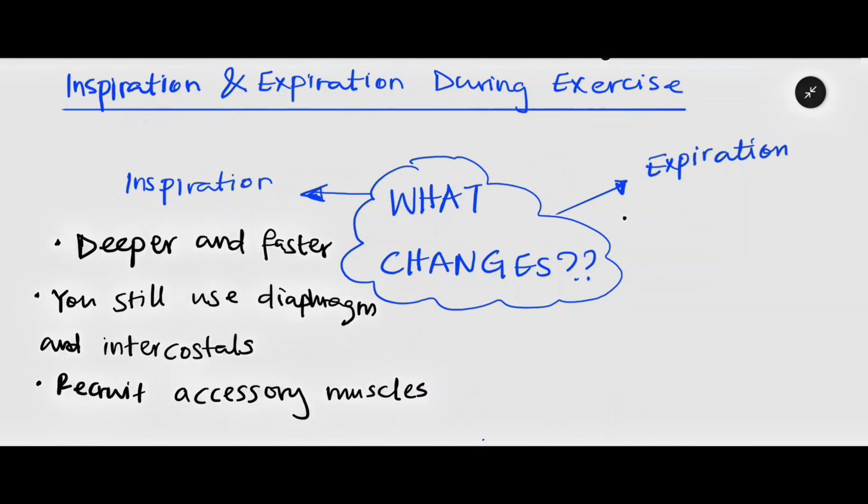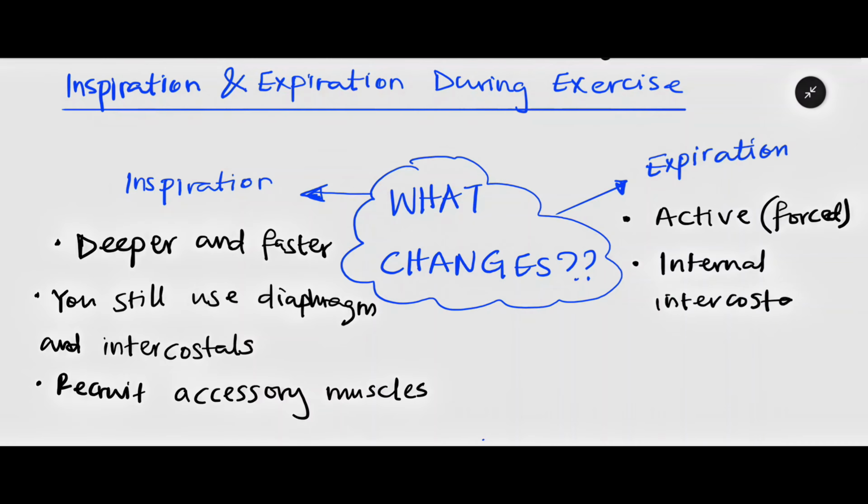So what happens during expiration is that it becomes active. It's not a passive process anymore. It becomes active, which means it becomes forced because there are additional muscles that are being used. So during expiration, during exercise, internal intercostals and abdominal muscles contract to help to push air out harder and faster.